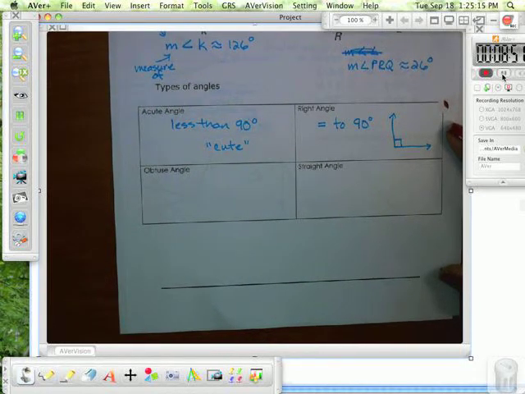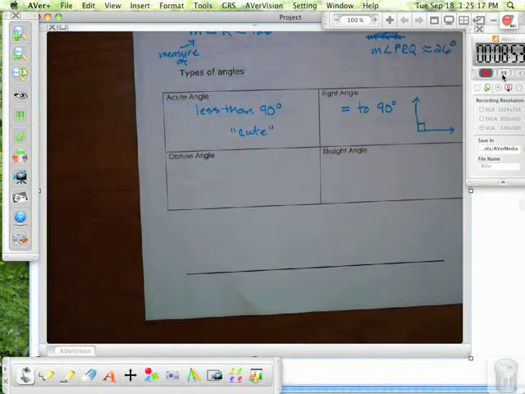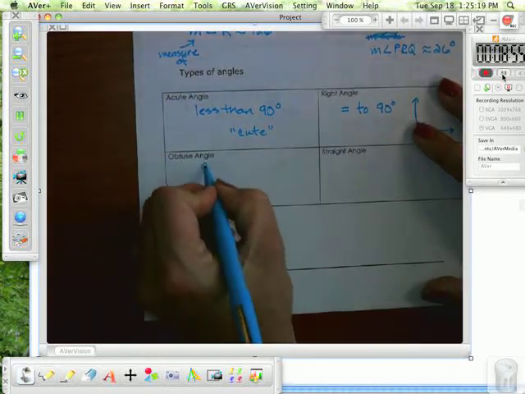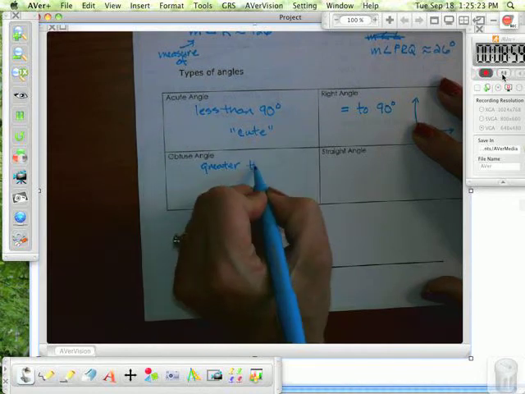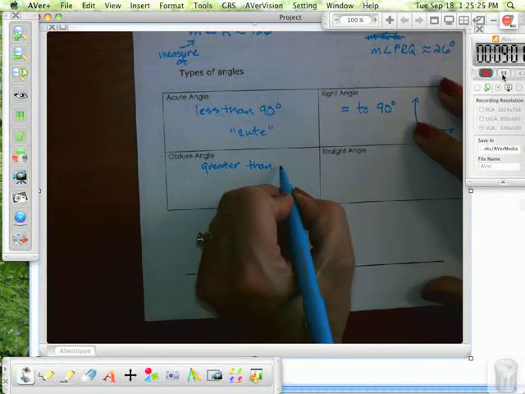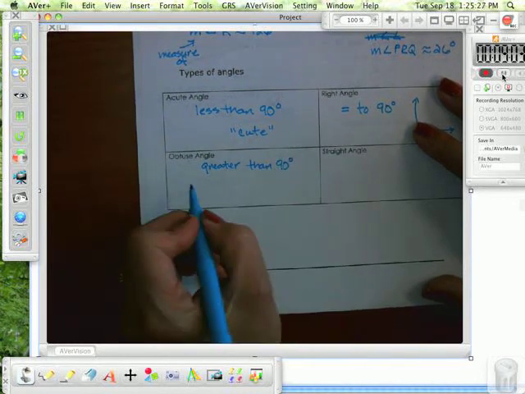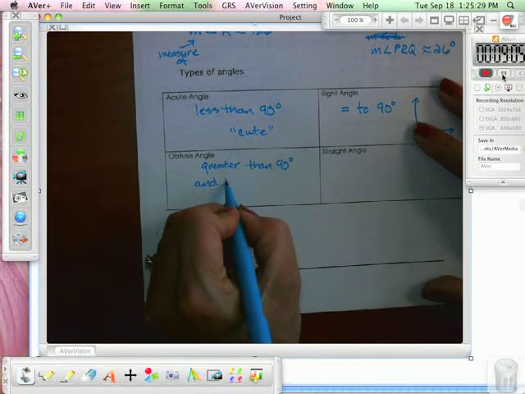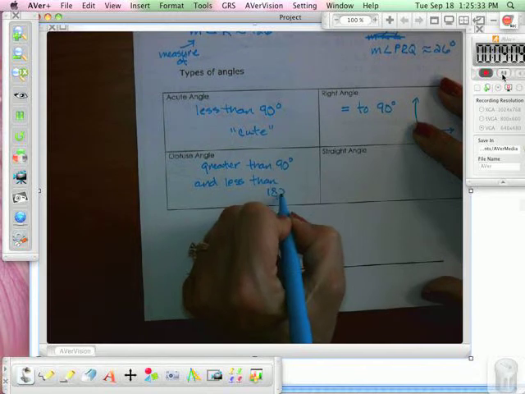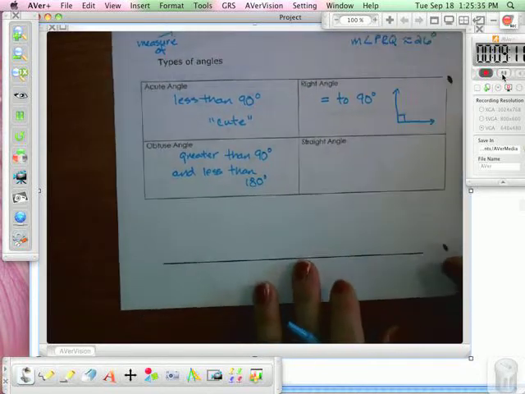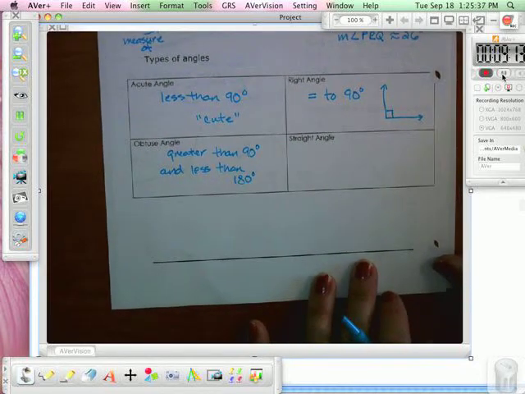Okay? Obtuse is what? Bigger than 90, but there's got to be a parameter in there. Greater than 90, but less than what? Right on. Less than 180. Greater than 90 degrees and less than 180.